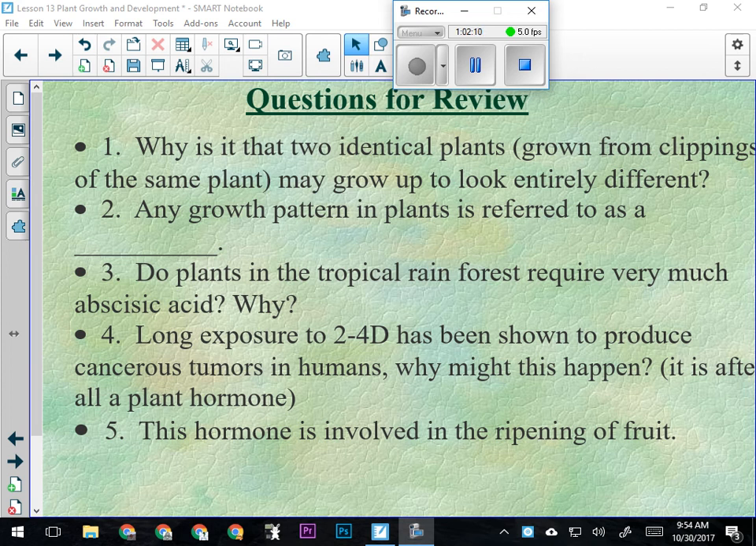And number 5, this hormone's involved in the ripening of fruit. Ethylene. Right. Okay, so on a test, we would obviously be looking at a lot of diagrams, a lot of pictures. So multiple choice questions that would have pictures, or written response items that have a picture of a tree that has a weird shape, with an explanation: here's what happened to this tree. Explain what's going on.